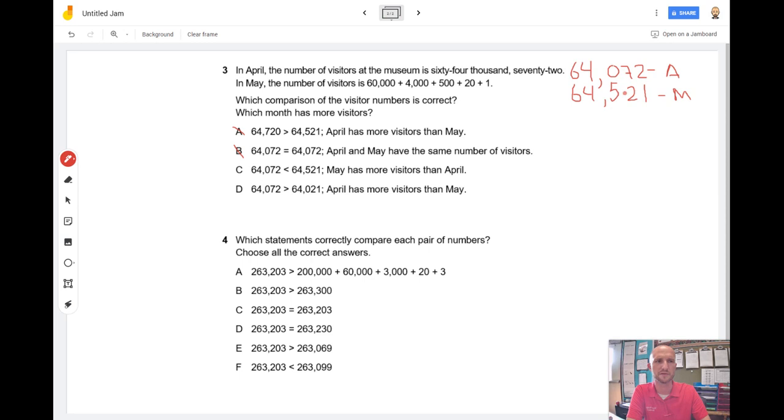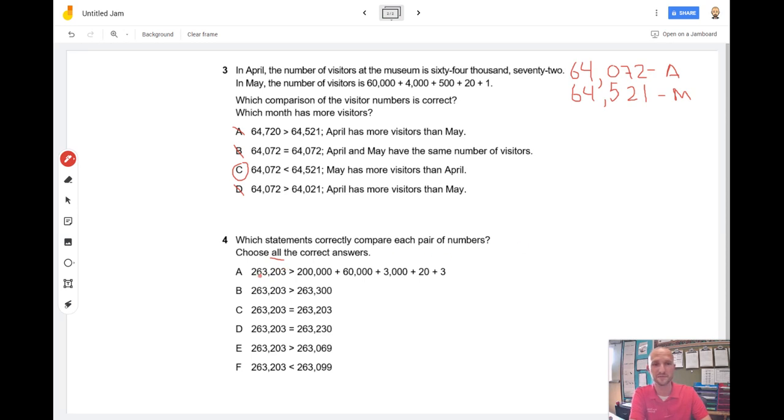64,072 is greater than 64,021. April has more visitors than May. Well, this inequality is true, but these numbers don't match with what we have. So we're right to think it's C. Okay? And then finally, number 4, which statements correctly compare each pair of numbers? Choose all the correct answers. That means there might be more than one. Okay, be careful of that.